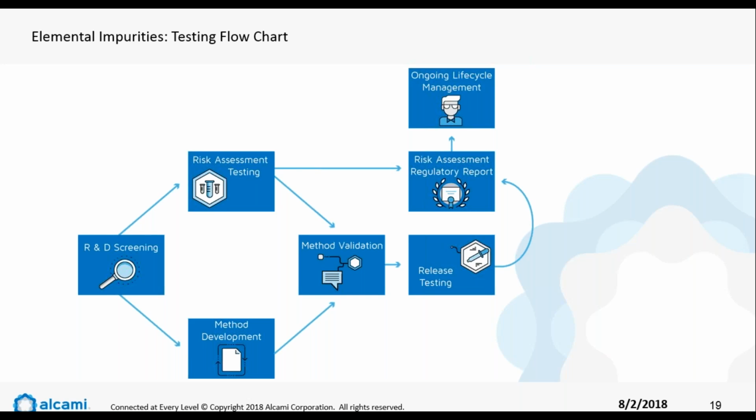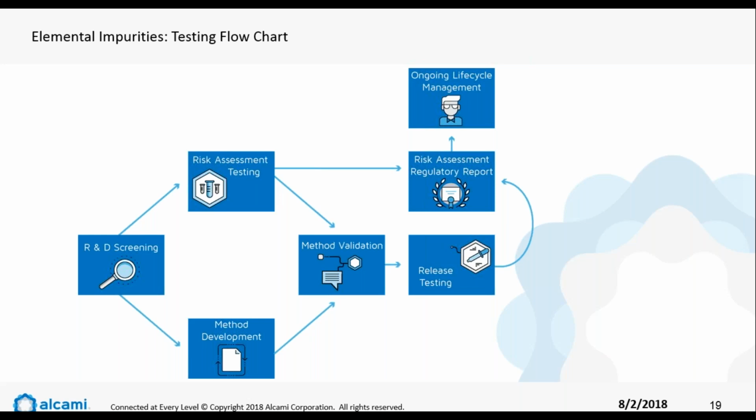This is just a quick flow chart. We'll go through some of the case studies, but we've had a few of these products where we start with R&D screening, and based on that, it can be determined if we want to move to risk assessment testing or method development. If the R&D screening shows there are no elemental impurities present, then it's a good candidate to move into risk assessment testing, which may very quickly turn into the filing report, and that could all be done in as little as a 4-week time frame.